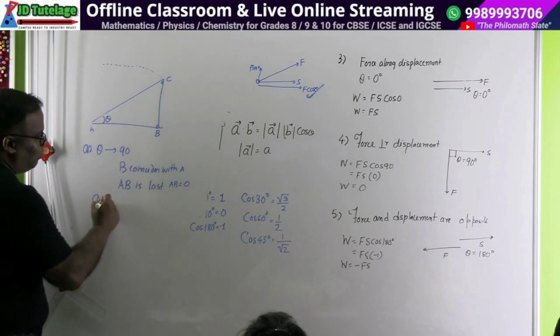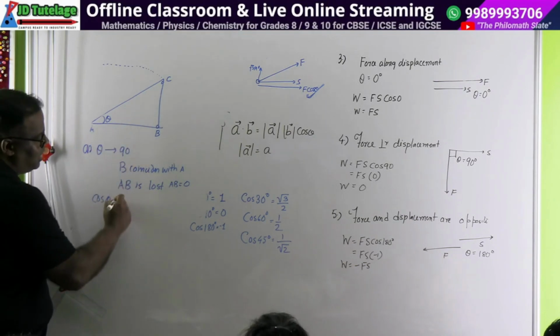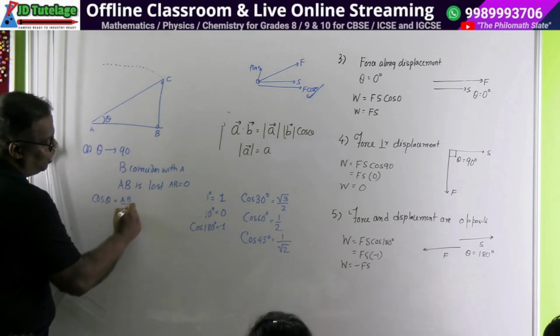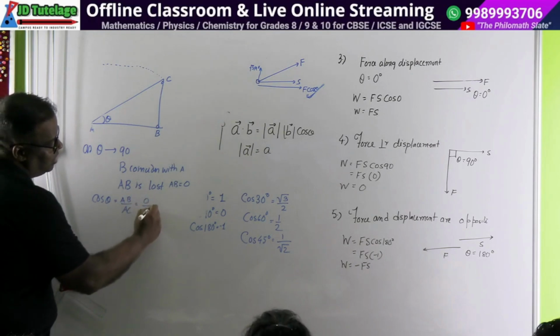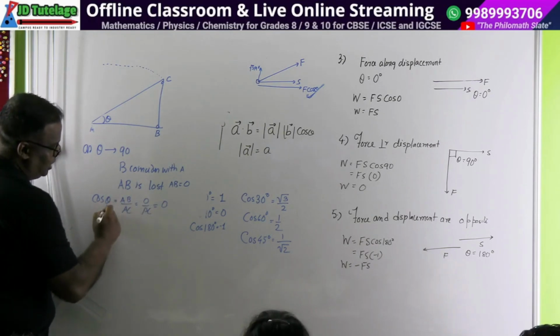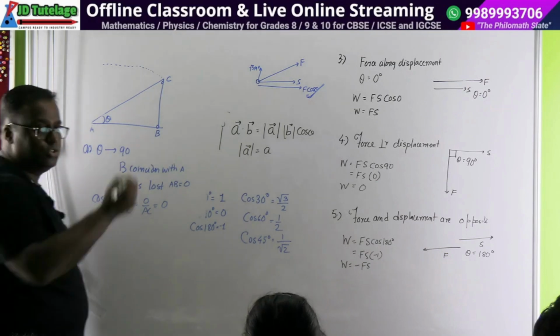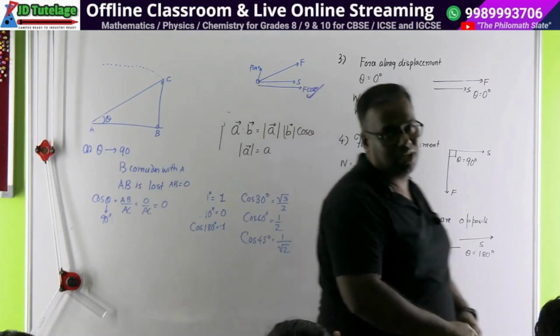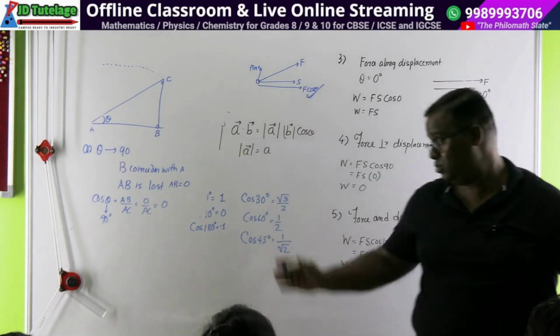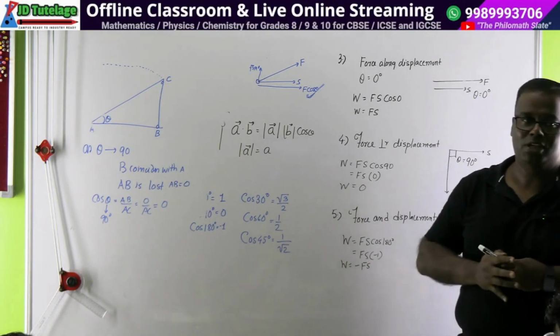Now let us look at what is cos theta. Adjacent side AB divided by hypotenuse AC. 0 by AC. So this is equal to 0 when theta tends to 90 degree. These all you learn in grade 10. But imagination is nothing difficult. Socho. You are trying to make it.